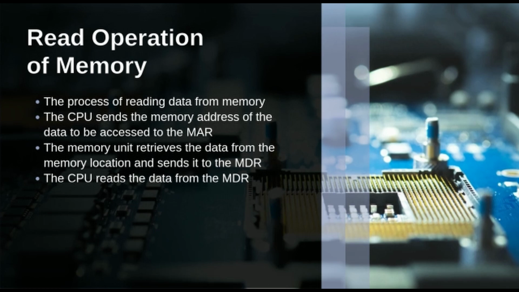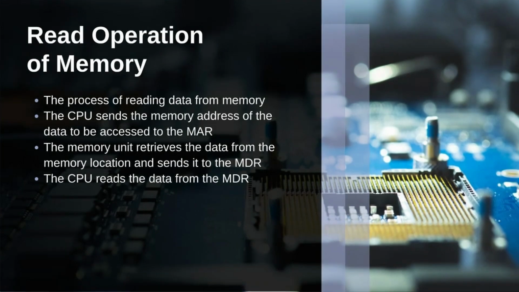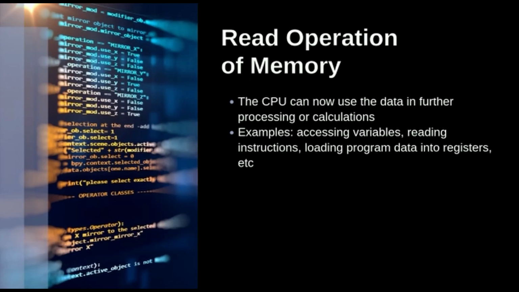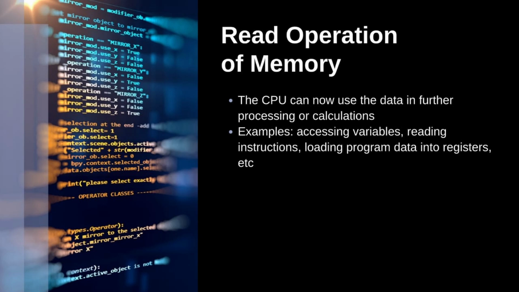Let's now discuss the read operation of memory. This is the process of reading data from memory. To read data from memory, the CPU sends the memory address of the data to be accessed to the MAR. Once the memory unit receives the memory address, it retrieves the data from the memory location and sends it to the MDR. The CPU can now read the data from the MDR and use it in further processing or calculations. Examples of such tasks include accessing variables, reading instructions, loading program data into registers, and more.